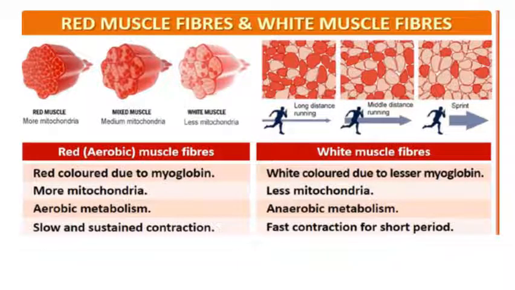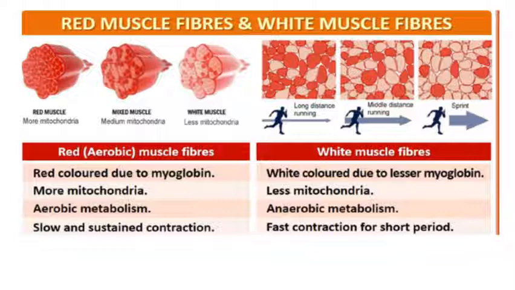Now let us also understand red muscle fibers and white muscle fibers. Red muscle fibers are basically the aerobic fibers, and white muscle fibers have lesser myoglobin. They are whitish in color. Let us understand the differences. The red muscle fibers are red in color due to the presence of myoglobin. The white ones have lesser myoglobin, so they are whitish in color.